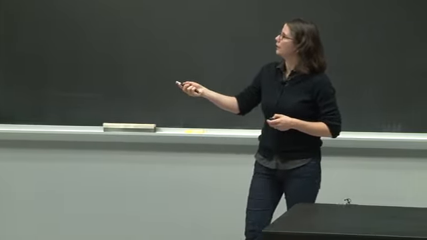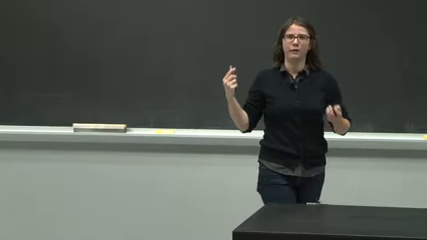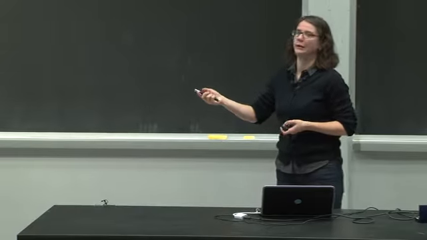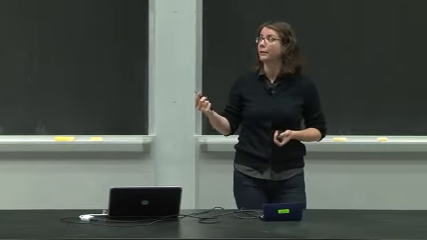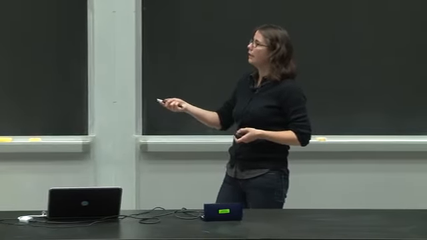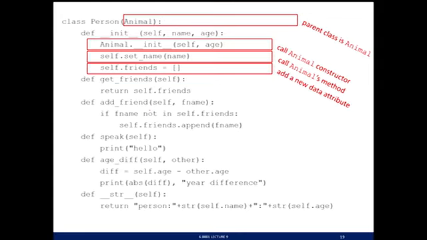The next thing I'm doing in the init is I'm going to set the name to whatever name was passed in. So in the init, notice I can do whatever I want, including calling methods. And then the last thing I'm doing here is I'm going to create a new data attribute for a person, which is a list of friends. So an animal didn't have a list of friends, but a person is going to.